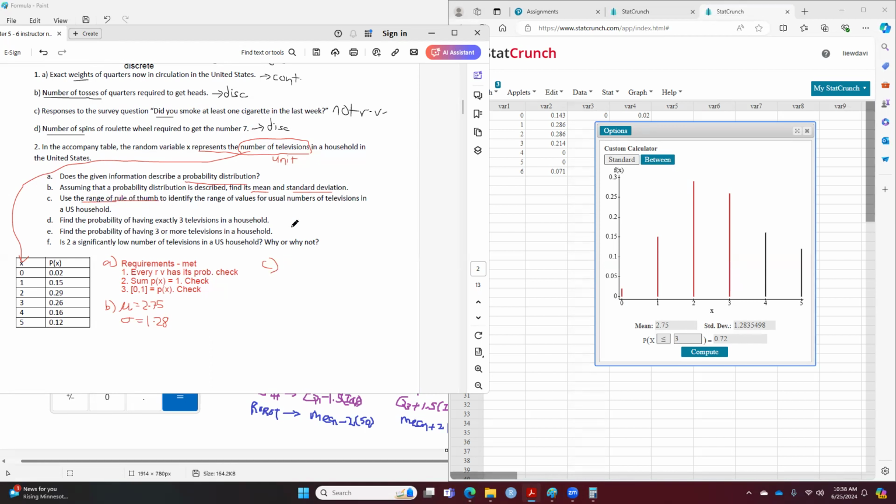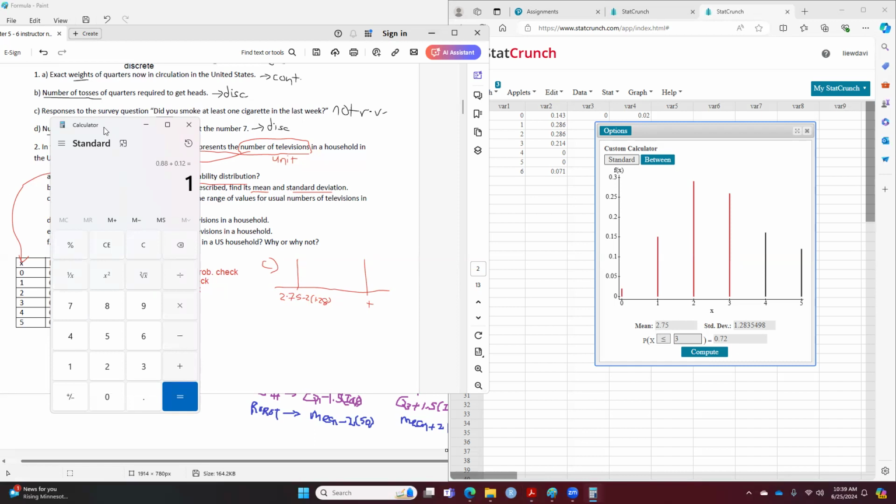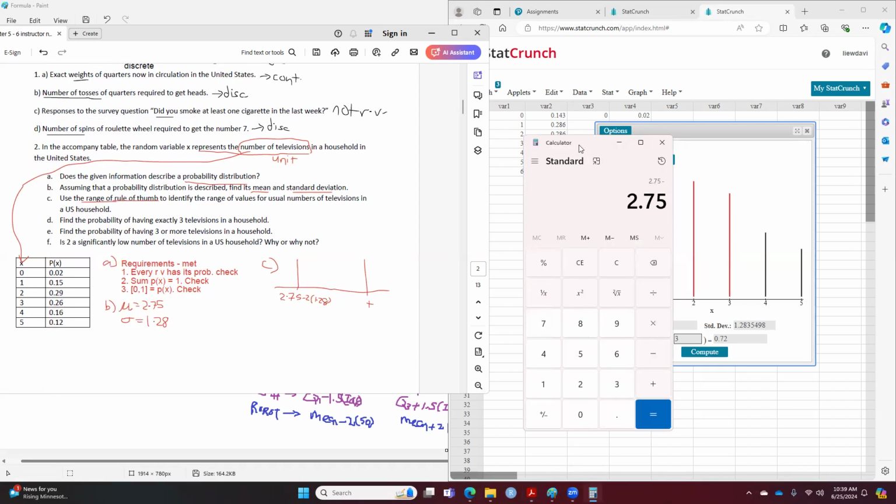Question C, range rule of thumb. So the question is asking us to figure out the range rule of thumb. The range rule of thumb is where you use the mean and the standard deviation. So you take the mean, 2.75, minus 2 times the 1.28, the standard deviation. And then for the other one, you just need to add them. So this is the range rule of thumb in part C. So you need a calculator here. You take 2.75 minus 2 times 1.28. So this will come out to be 0.96.